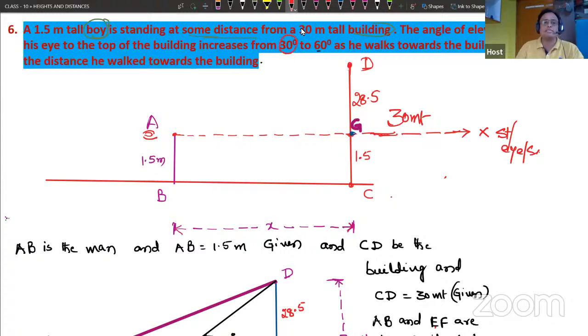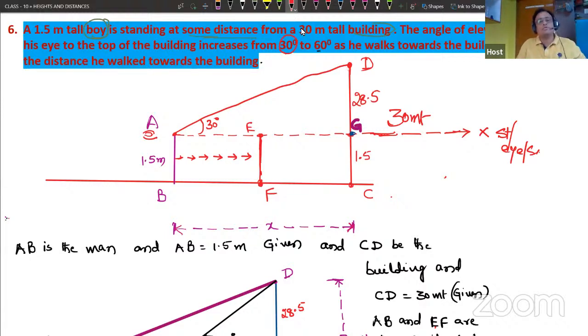First angle he has given here is 30 degrees. The angle of elevation is 30 degrees. The angle to the top of the building increases from 30 to 60 as he walks towards the building. Now he starts walking towards the building. Suppose he has just walked up to here. That is EF, the new position of the boy. He walks from the first position towards the building.